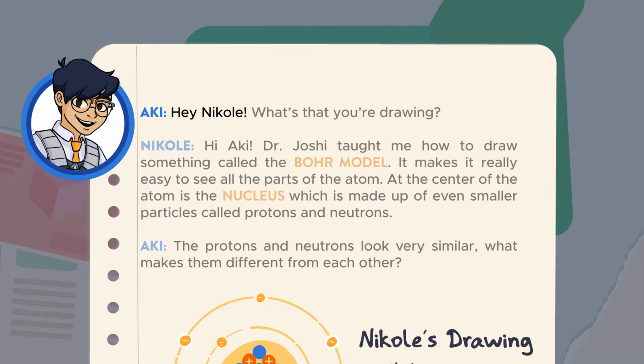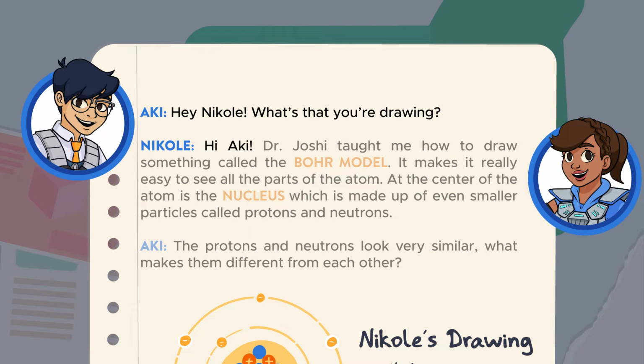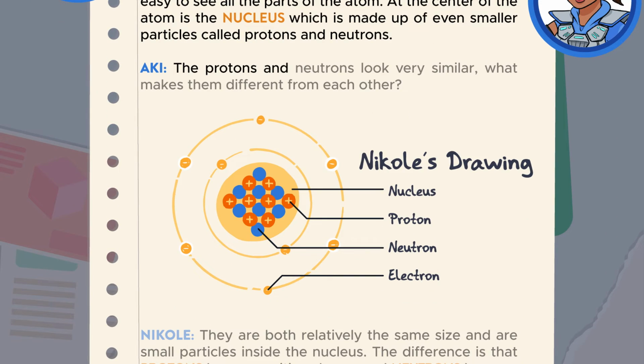Hey, Nikole. What's that you're drawing? Hi, Aki. Dr. Joshi taught me how to draw something called the Bohr model. It makes it really easy to see all the parts of the atom. At the center of the atom is the nucleus, which is made up of even smaller particles called protons and neutrons. The protons and neutrons look very similar. What makes them different from each other?